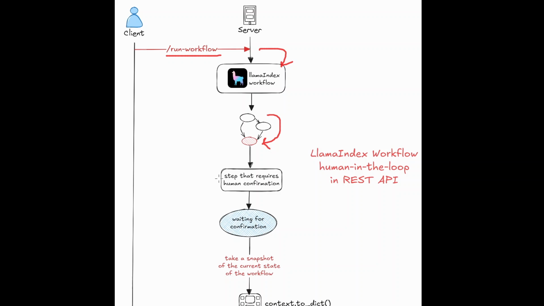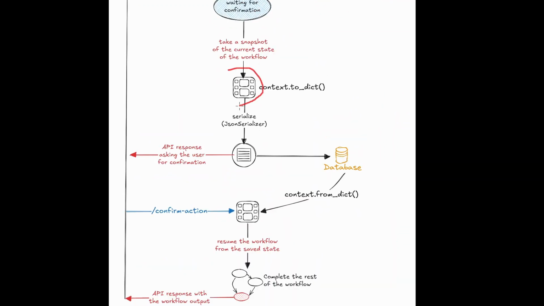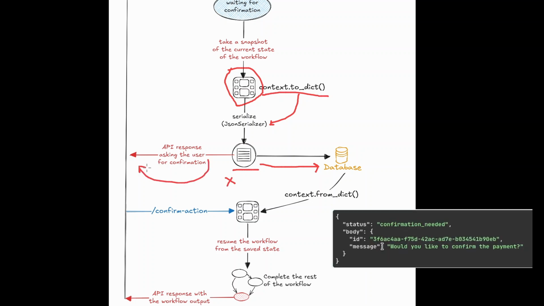And as this is a REST API, as soon as we respond to the request asking the user for confirmation, the current unfinished workflow is going to be terminated early and we will lose all the progress so far. Instead, before responding, we can take a snapshot of the current state of the workflow using the context.toDict method alongside a serializer, for example, the JSON serializer. And after serializing, we save the state in a database, for example, MongoDB. And finally, we cancel the workflow execution so far and return an API response asking the user for confirmation.